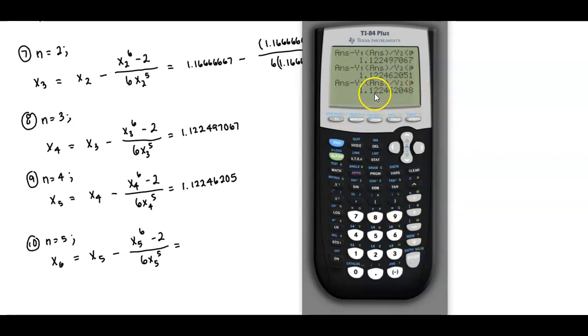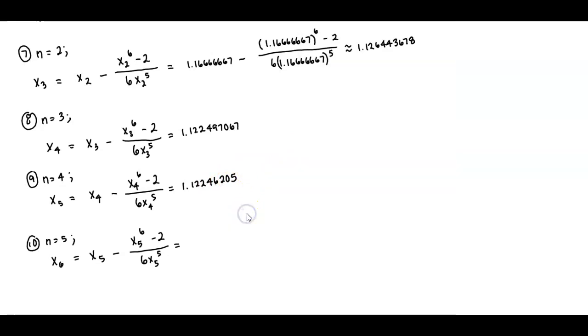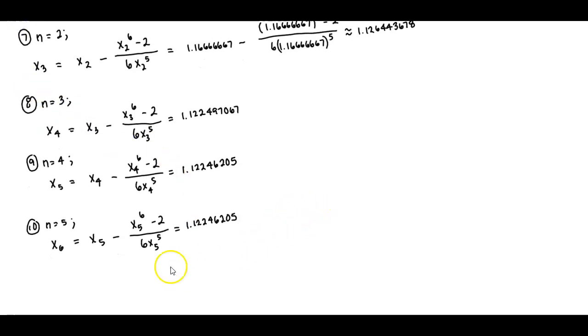Okay, now if you notice, if we round this to 8 decimal places, it's going to give us the same result. It's going to give us 1.12246205. Okay, so what does this tell us?